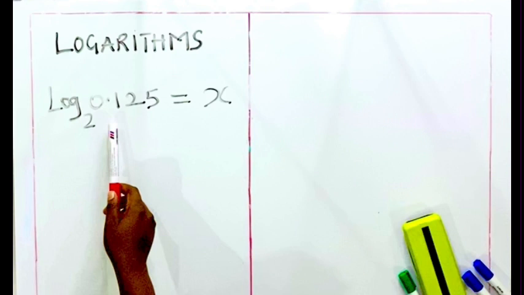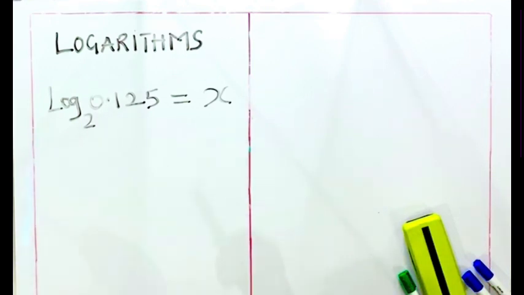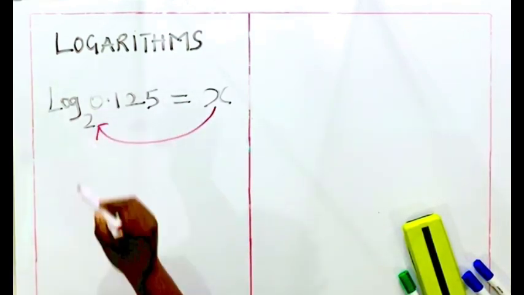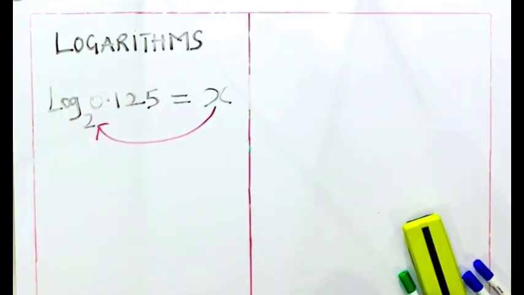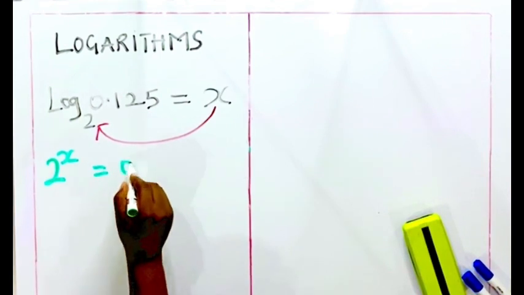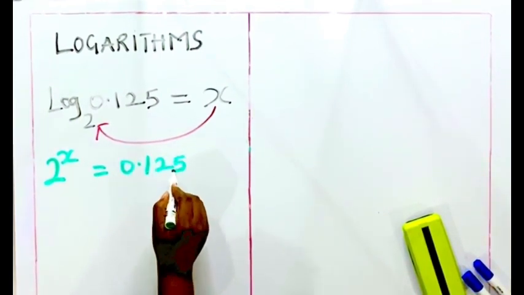If log 0.125 to base 2 equals x, find x. What you do is to take x to the base. The base is 2, and this will be 2 raised to the power of x equals 0.125.